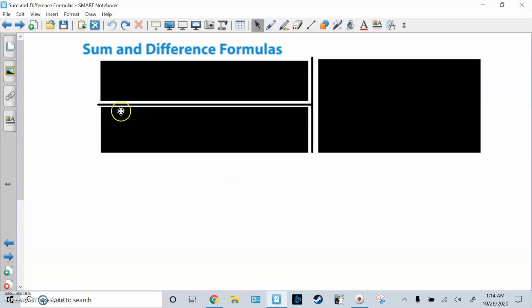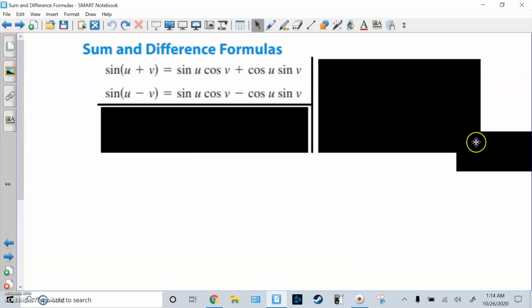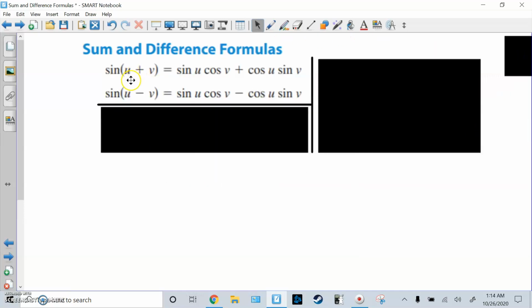So there are three of them. The first one we'll talk about is sine. We have sine of an angle plus another angle all together, so two angles u and v. That turns into sine of the first times cosine of the second plus cosine of the first times sine of the second. So it stays adding, and it's sine, cosine, cosine, sine. For subtraction, same thing, but just change the sign in the middle to subtraction.